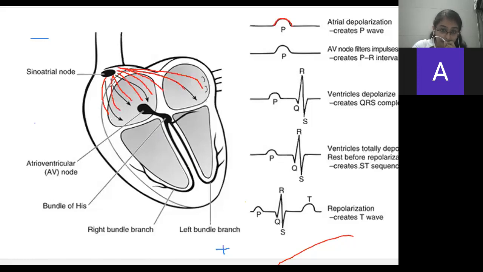The entire cumulative charge of this atrial depolarization will form a vector. Okay, I'll change the color. I guess you're not able to see. It will make a vector. This vector will be in this direction. Okay, I'll make it again.